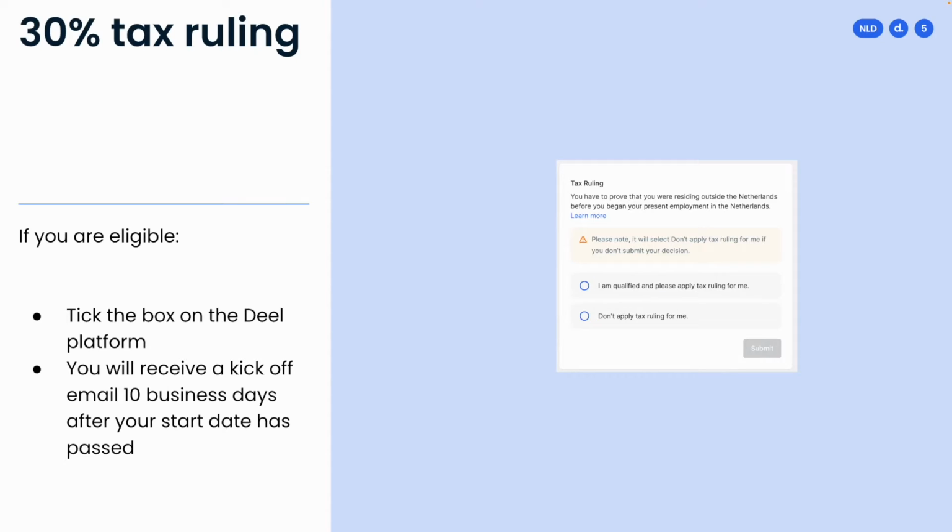Since this application has extra costs associated, your employer, Deel's client, will be asked whether they want to cover these costs. If the client does not wish to support the financial cost of the ruling, we will ask you whether you would like to cover it yourself. The process will start 10 business days after your start date. The ruling application is handled by Deel's external provider, and the expected timeline of this process is 10 weeks.